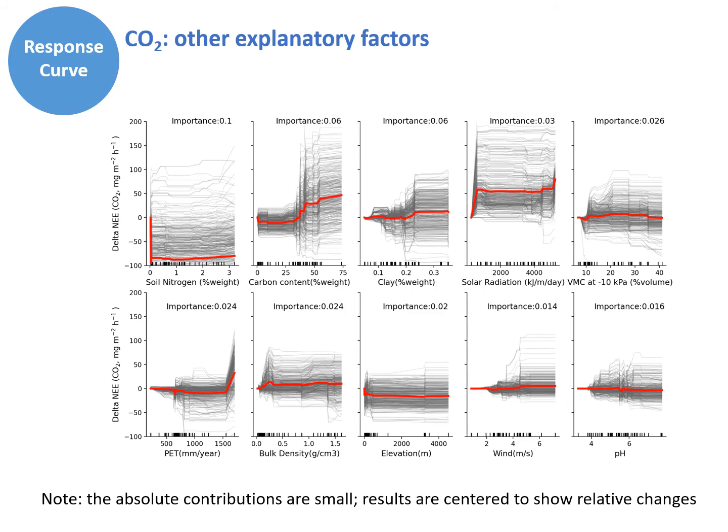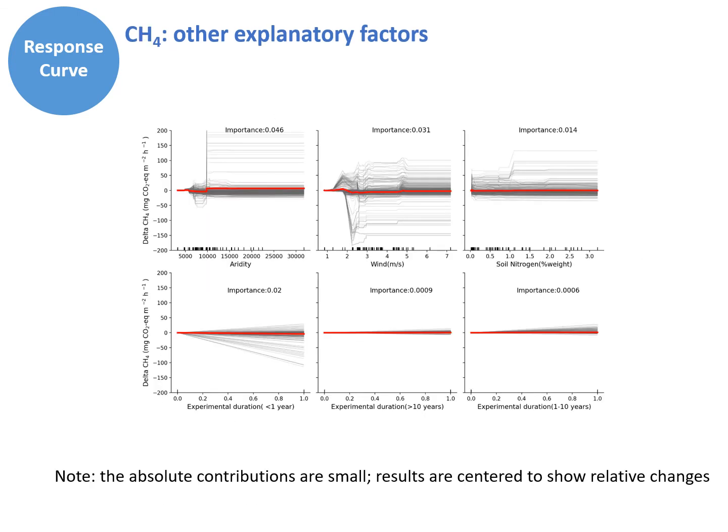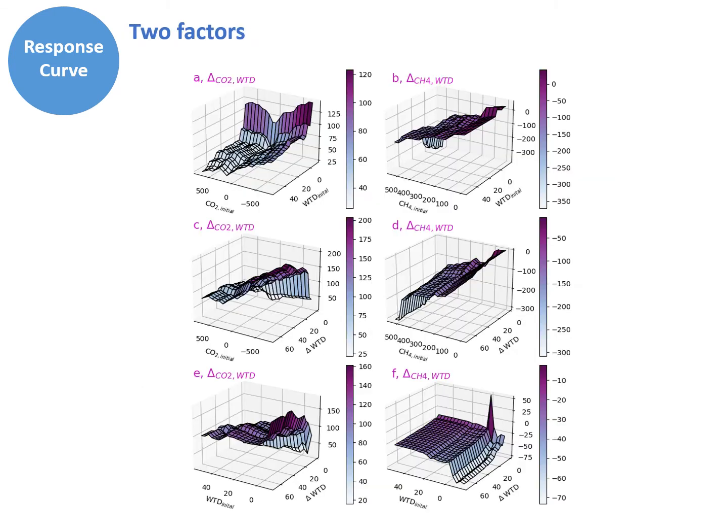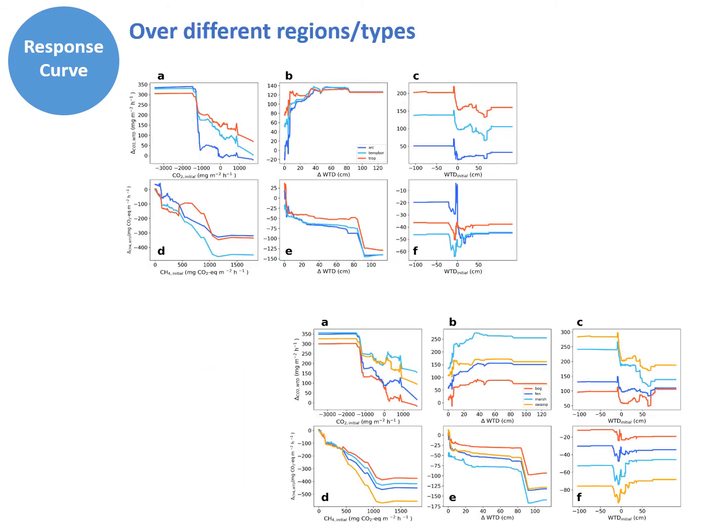Here I show the response curve of carbon dioxide to some less important predictors. Similarly, here is a response curve of methane emissions to predictors other than the top three most important ones. I could also look into the interaction of different predictors and how their interaction affects my greenhouse gas emissions, or look into the regional response.